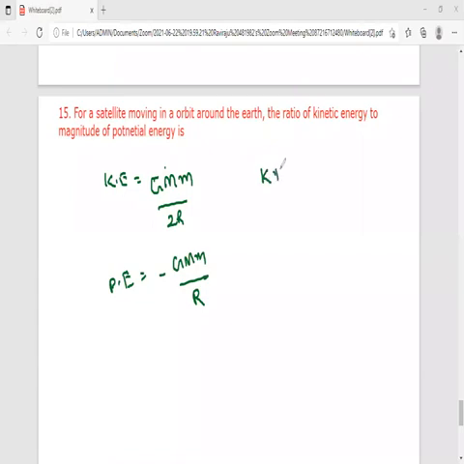Then they are asking kinetic energy by potential energy. What will be the answer? Potential energy is double the kinetic energy, no? So the answer will be 1 by 2 only. Very simple question.